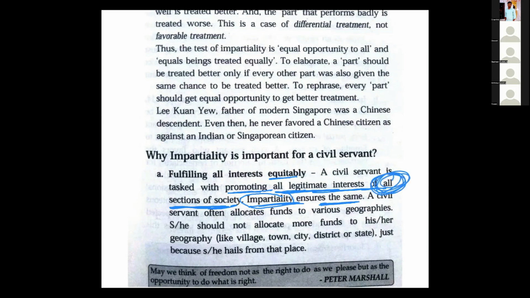A civil servant often allocates funds to various geographies. He should not allocate more funds to his geography. आप अपने village, अपने town, अपने city पे अगर ज्यादा पैसा दोगे, तो again you are being partial. ठीक है? Just because you hail from that place, you should not. This is not good. Maybe you will get that wow feeling. You will get that thing कि हाँ मैंने किया अपने लोगों के लिए, किया अपने state के लिए, किया अपने village के लिए. But that is not the case in civil servant.